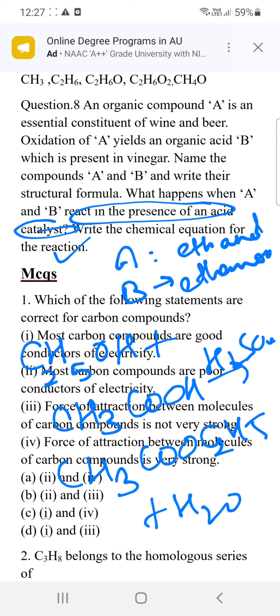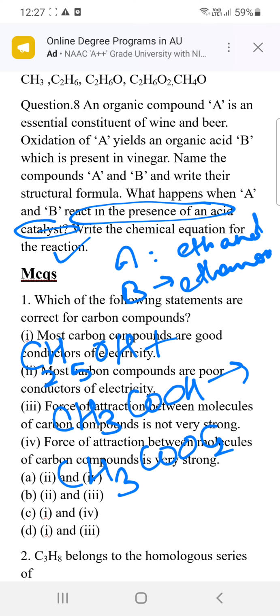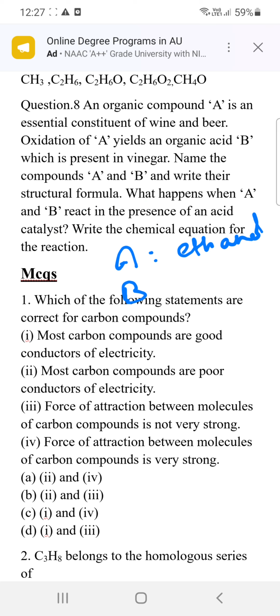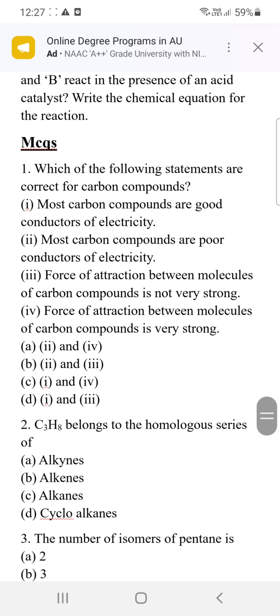Next are the MCQs. You can just give a try to the MCQs. Yes, these are the MCQs.